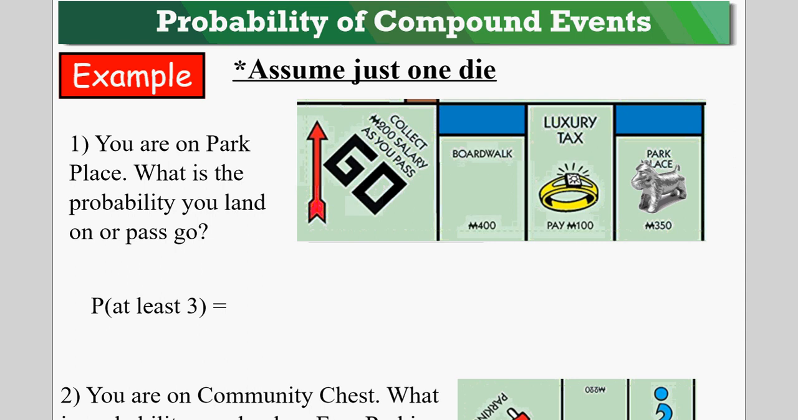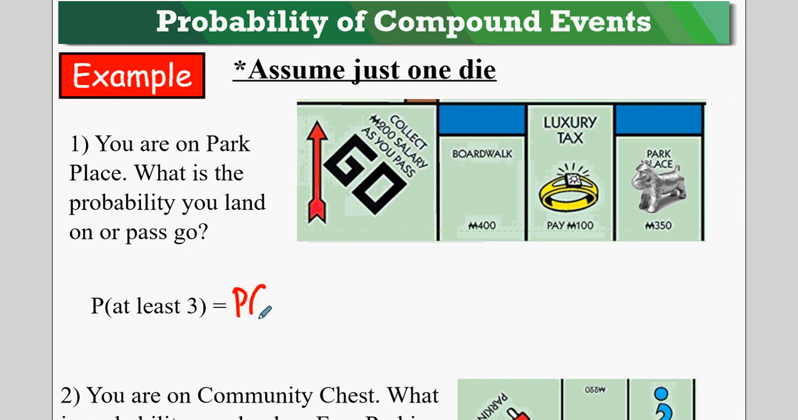Example. Let's say that you're playing Monopoly. Just to make it kind of an easier situation, let's just assume 1 die for right now. You could make it more advanced and do 2, but let's just do 1 die for this situation. Let's say you're currently on Park Place. What's the probability that you land on or pass Go? That would be the probability of getting at least a 3. What's the probability of getting at least a 3?